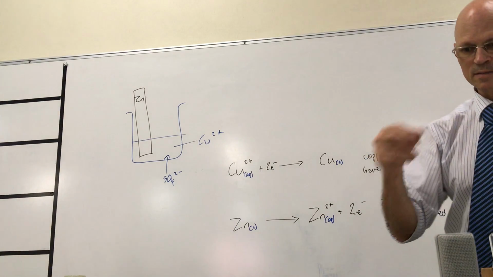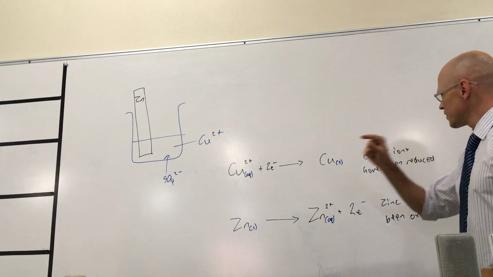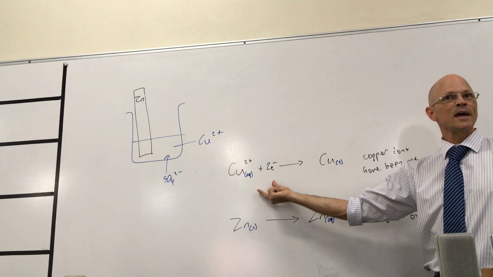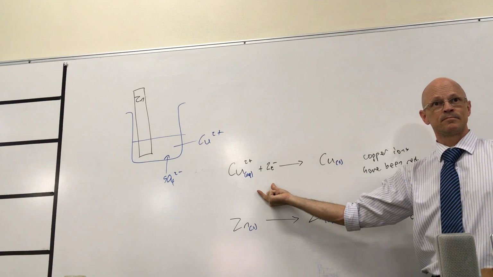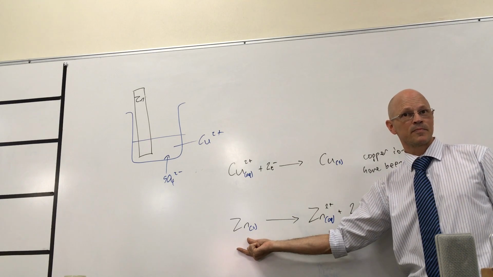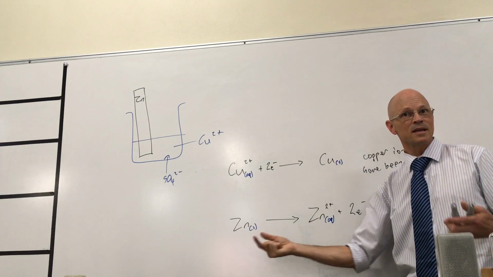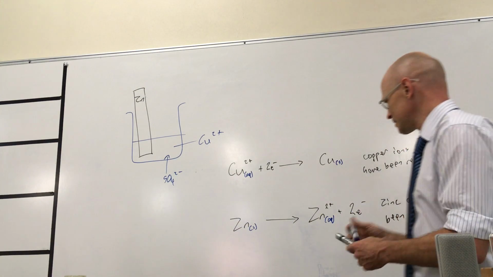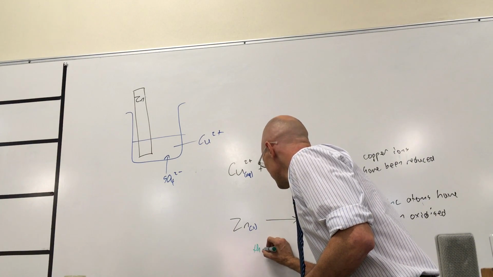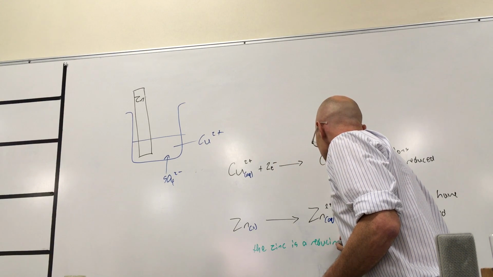Now, let's put some new terms. The copper ions have been reduced. What were they reduced by? They were reduced by the zinc. So the copper ions were reduced by the zinc. So we can say that the zinc, let's do a different colour, the zinc is a reducing agent.